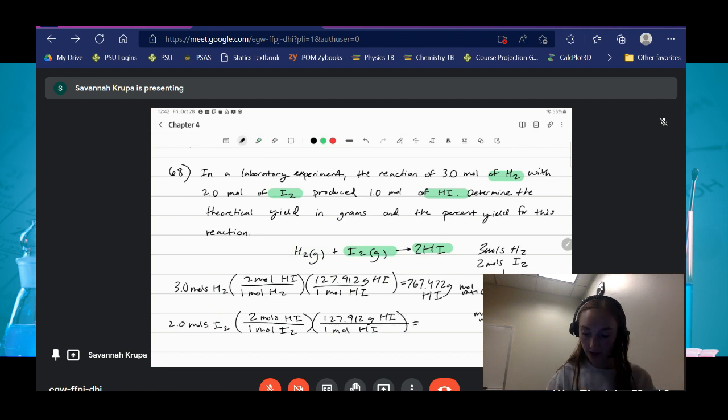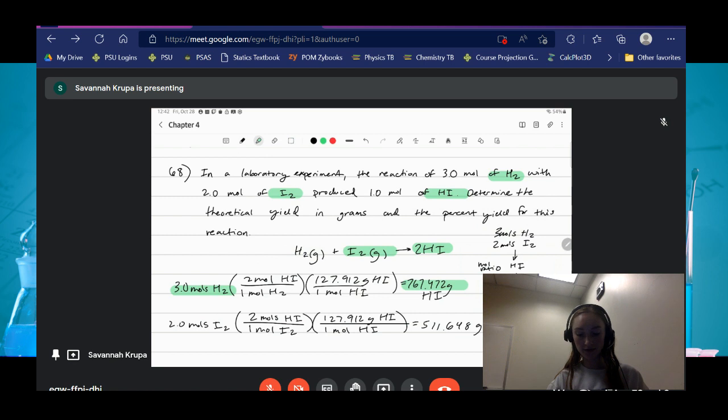And so that will be the amount of grams that is produced from iodine. So let me write down what that is equal to. So that's equal to 511.648 grams of HI. So just to recap, for the 3 moles of hydrogen, there is 767-ish grams of HI. And then for 2 moles of iodine, there is 511 grams of HI.